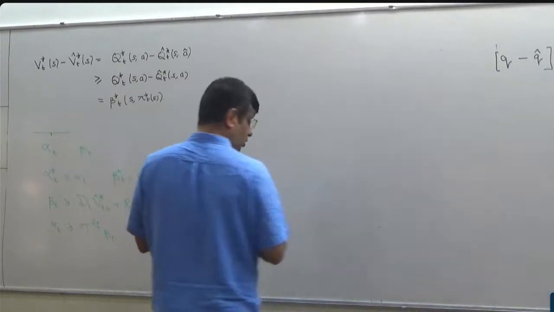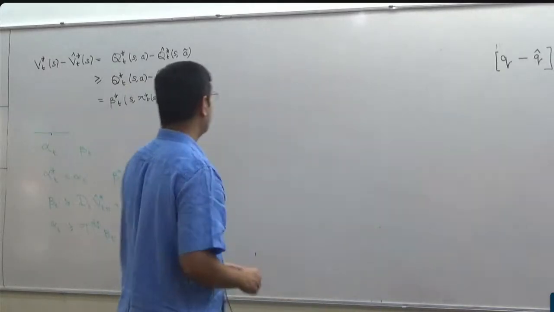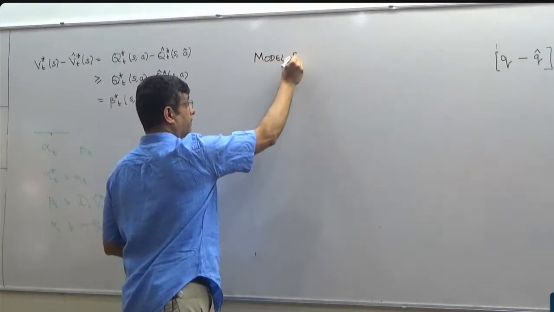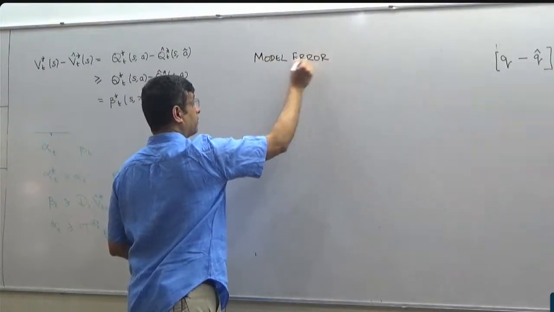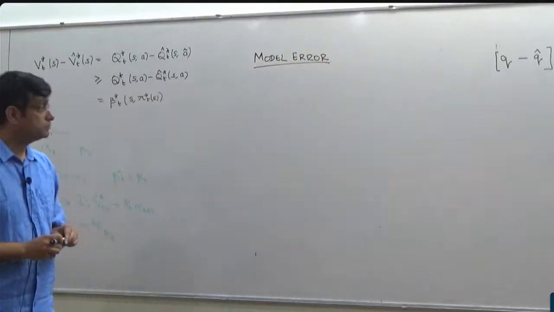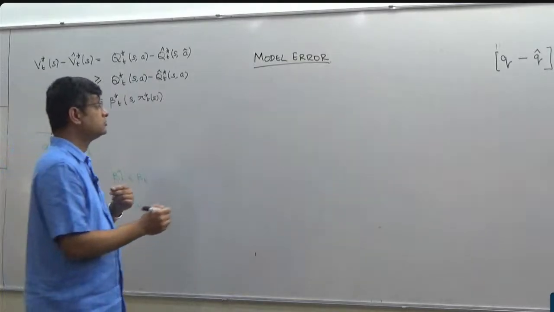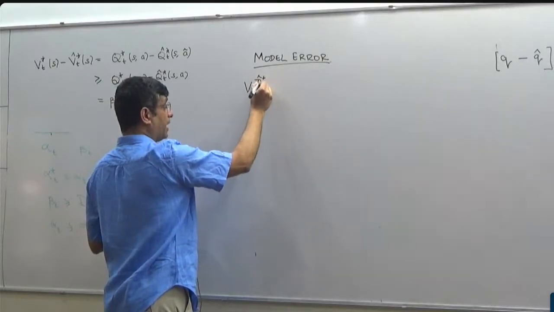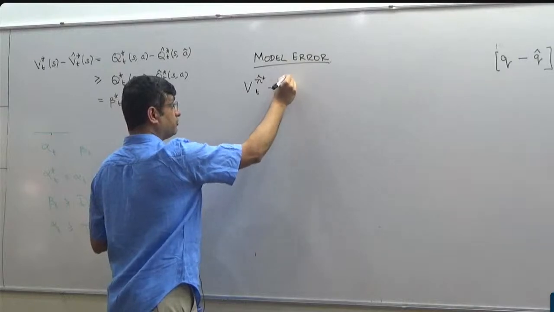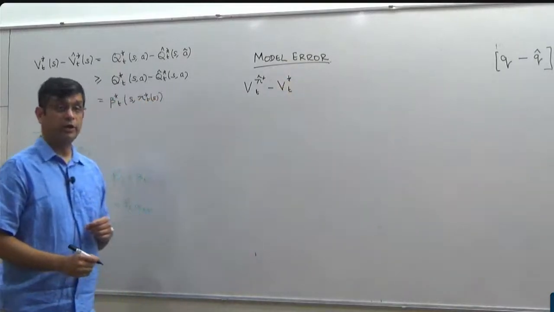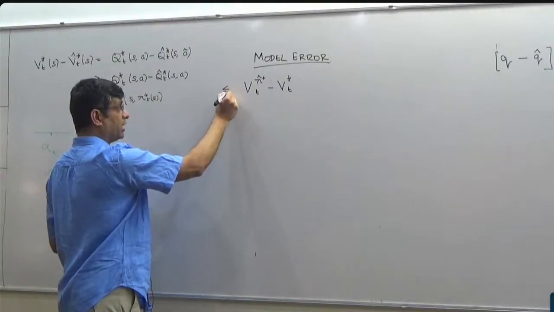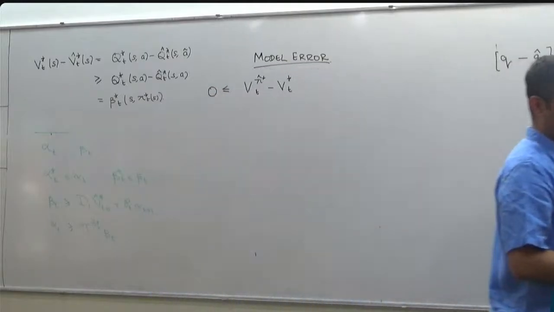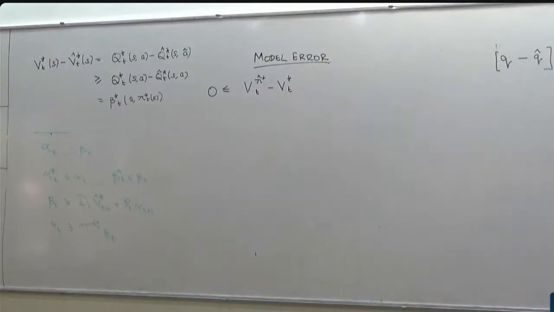All right, now let's look at model error. So for model error, I am interested in V pi hat star t minus V star t. Notice I already know this quantity has to be greater than or equal to 0, because I am comparing performance of some policy with the optimal policy.